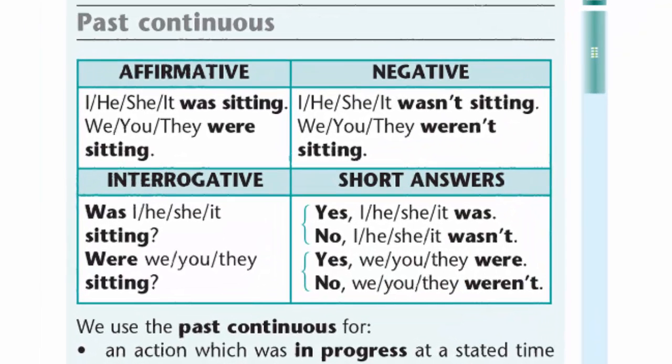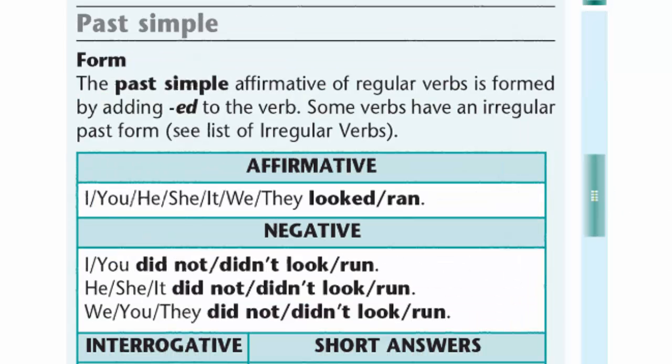Now let's remember the formation. Past continuous is formed with the verbs was, were, be in past, and participle one of the main verb with ending ing. You see, I was sitting, I wasn't sitting, was I sitting, and so on. Past simple is formed by adding ed to the regular verb. If it is an irregular verb, we change it to the second form.